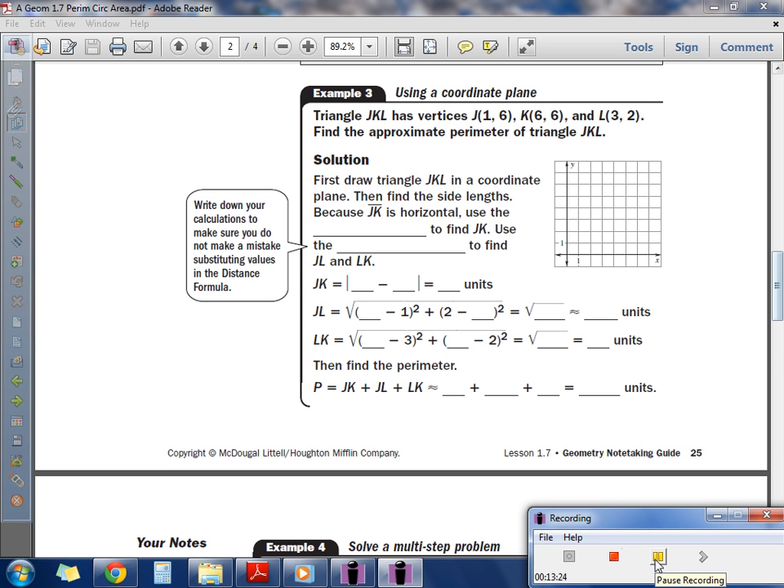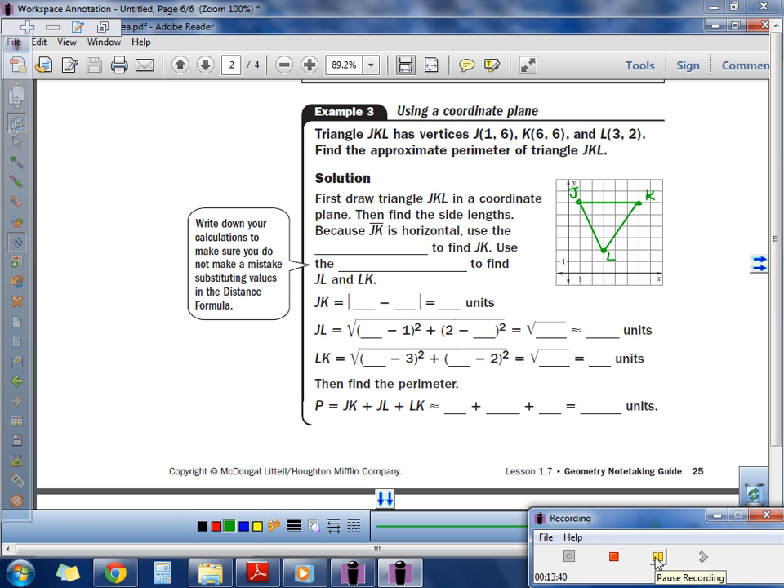On example 3, it says triangle JKL has vertices 1, 6, 6, 6, 3, 2. Find the approximate perimeter of the triangle. So that means we need to graph it and then do some calculating. So I'll give you time to do that. Once you've graphed it, it should look something like this little figure over here. Now some of those pieces are easy to find their length because all you have to do is count. You can always count whenever a segment is along the grid. So we can easily count this one.